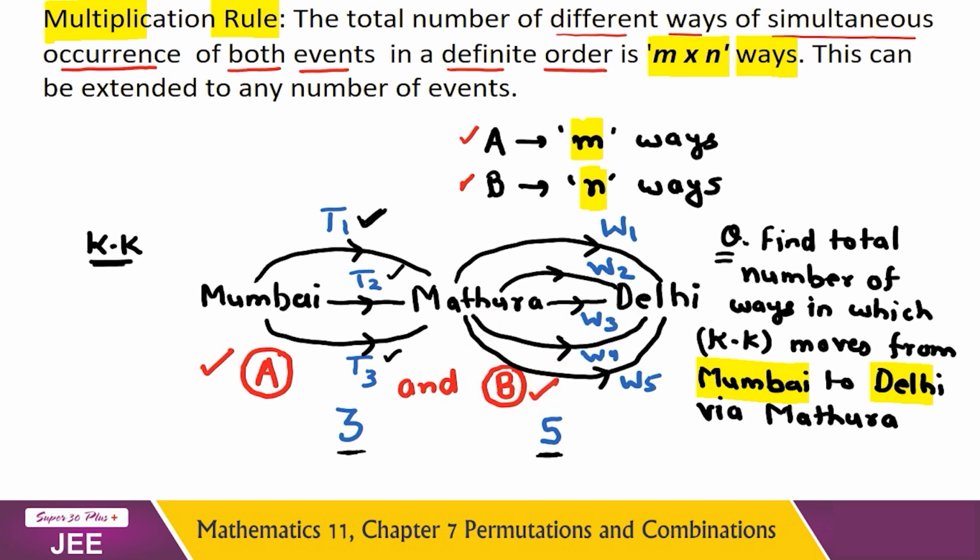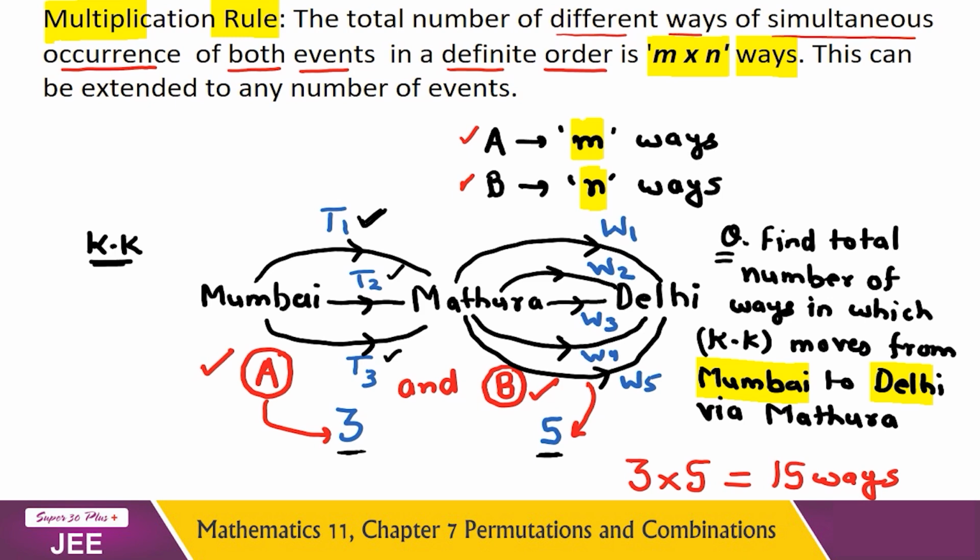So since simultaneous occurrence of these two events has to happen, we have to multiply the total number of ways among them. So event A was going to happen in 3 ways and event B can happen in how many ways? 5 ways. So in all, event A and event B all together can happen in how many ways? 3 multiplied by 5, that is 15 total number of different ways in which KK can move from Mumbai to Delhi via Mathura.